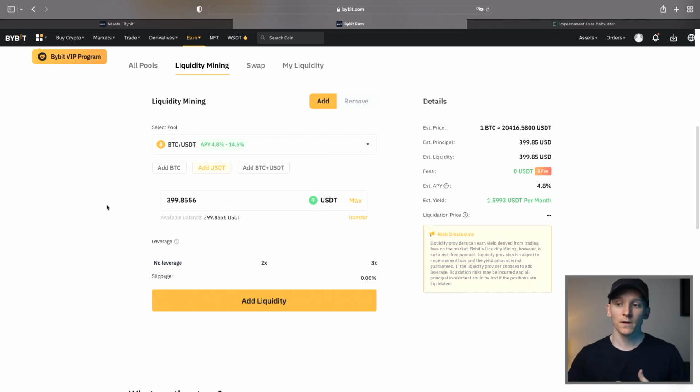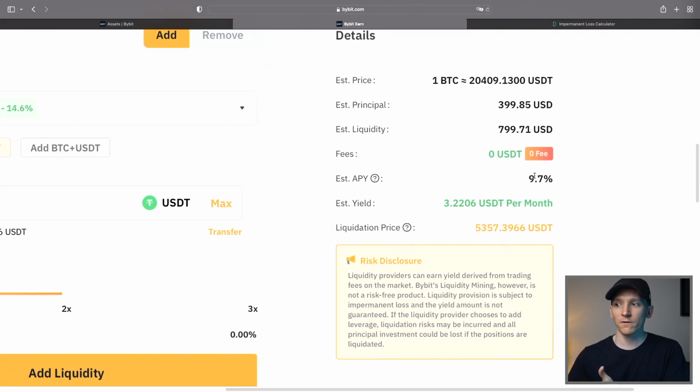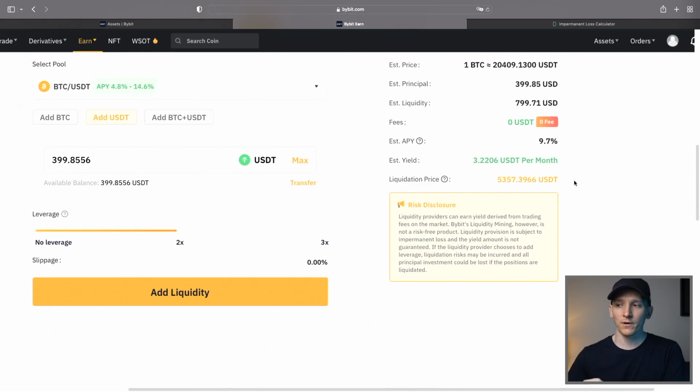Just a note on leverage here as well. Bybit allow you to use leverage in these pools. I personally wouldn't do this, but it is an option there. If you leverage up your position, then you're going to be borrowing some money essentially from Bybit to increase your size and position in the pool. Your estimated APY does go up. You can see it jumps here to 9.7%, which is fine. However, there's a liquidation price now, as you can see.